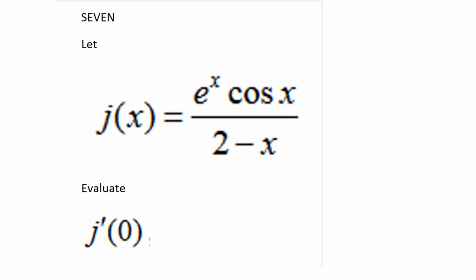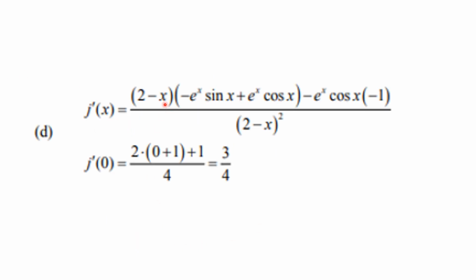Number 7, again, another derivative problem. We're letting j of x equal, this is a quotient, it's e to the x cosine x over 2 minus x. Now it's important to realize that even though it's a quotient, the numerator has a product in it, and we're to evaluate j prime at 0.